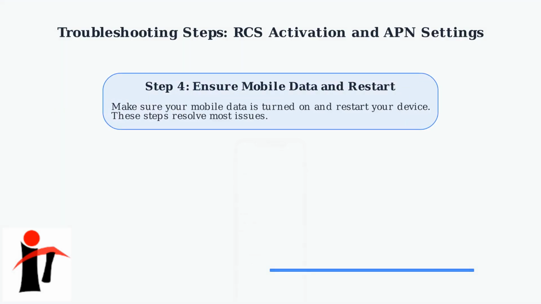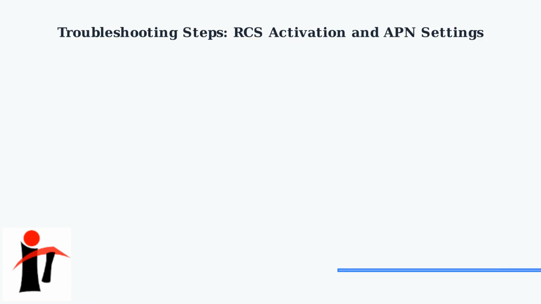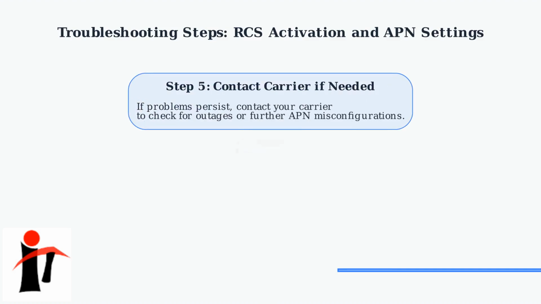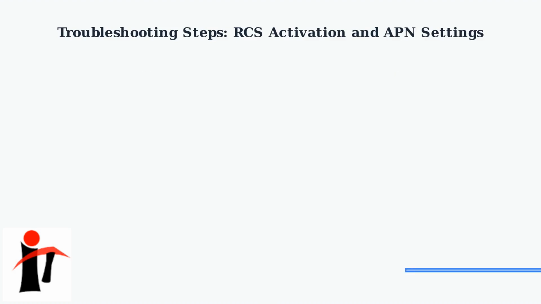Make sure your mobile data is turned on and restart your device. These steps resolve most issues. If problems persist, contact your carrier to check for outages or further APN misconfigurations.